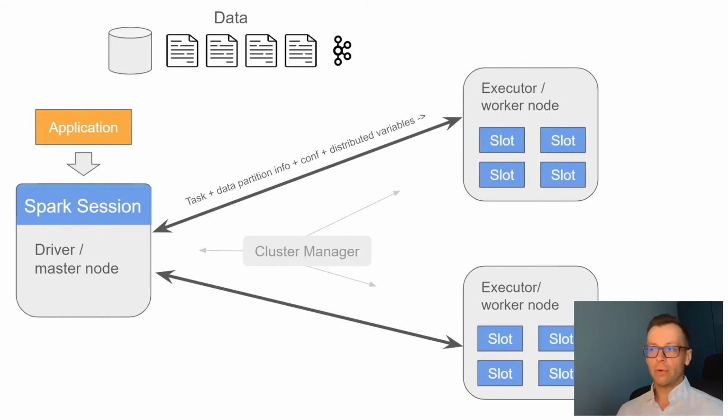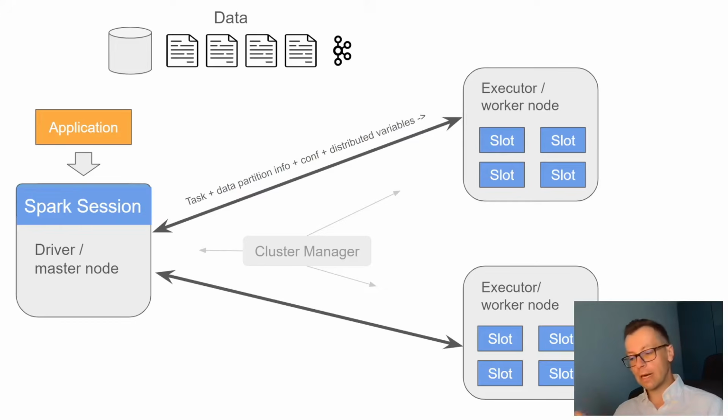So in our example, we have two executors. Both of them have 4 CPU cores. Therefore, they have 4 slots, and therefore they can process 4 tasks in parallel. Now, the driver sends a task to the executor, and it also sends information about which executor should analyze which part of the data.